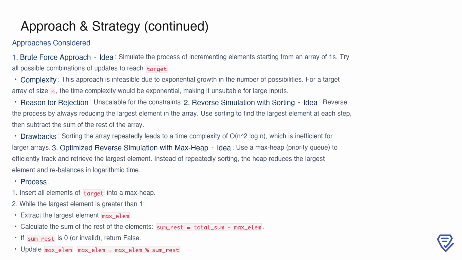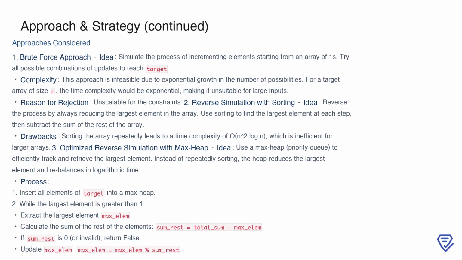Next, we considered a reverse simulation method that involves sorting. Here, we repeatedly identify the largest element in the array by sorting it, then reduce it by subtracting the sum of the other elements. While this method is more structured, sorting the array at every step introduces inefficiency, with a time complexity of n squared log n.